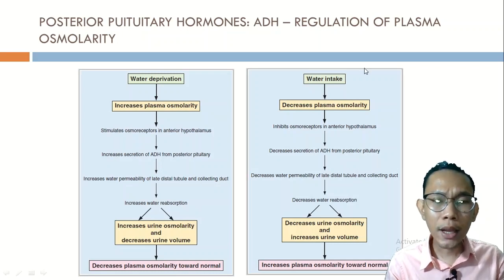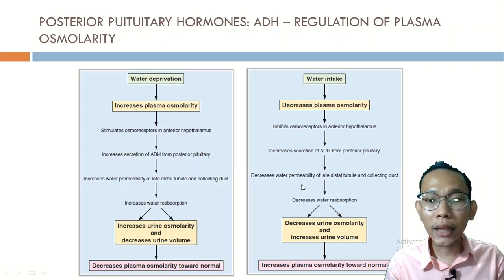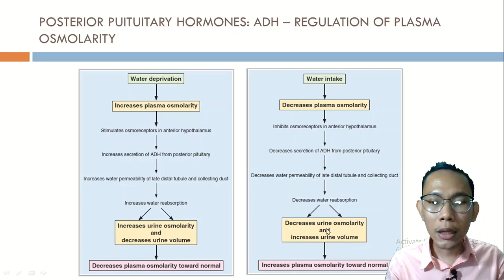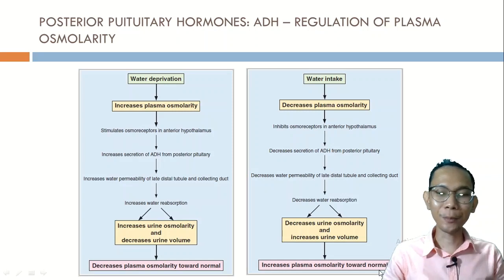How about water intake? Marami tayong tubig. So in short, nagiging malabnaw ang ating plasma, nagiging mababa ang plasma osmolarity. So hindi natin kailangan i-stimulate ang osmoreceptor. In short, mababa ang ADH. Kung mababa ang ADH, hindi makakapasok ang tubig. Kung hindi nakakapasok ang tubig, hindi natin kailangan mag-preserve. So yung tubig ay hindi nire-absorb. Hindi natin nire-absorb ang tubig sa ating ihi kaya lalong dumadami pero nagiging malabnaw. That's why it will increase your plasma osmolarity towards normal.